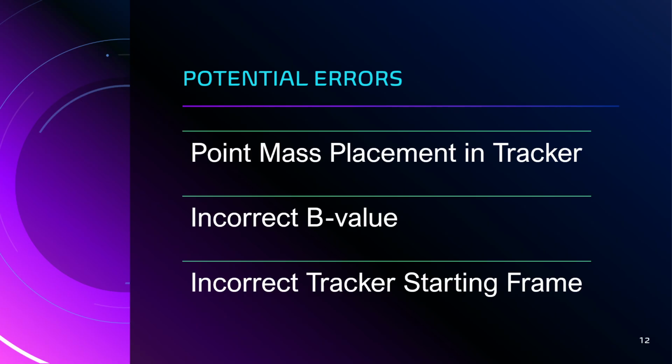So some possible sources of error include incorrect placement of the point mass in Tracker, and this would impact position. Another one is choosing the incorrect b-value that influences drag, and also having an incorrect starting frame from Tracker may have been a source of error as well.